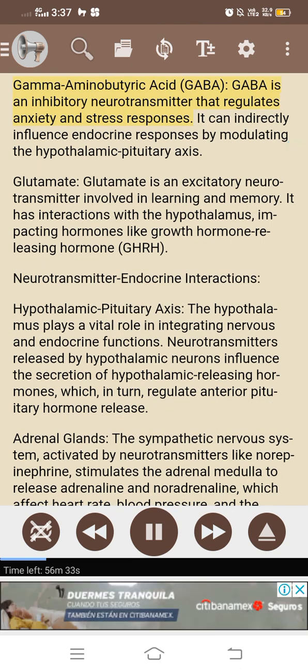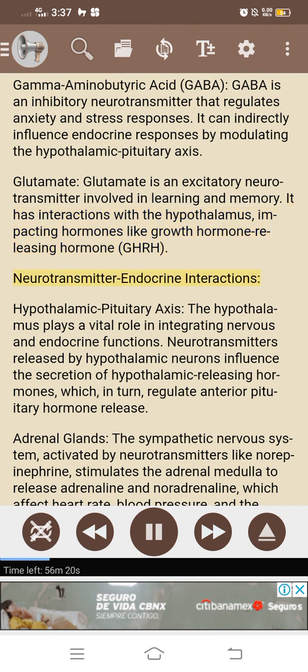Gamma-aminobutyric acid, GABA. GABA is an inhibitory neurotransmitter that regulates anxiety and stress responses. It can indirectly influence endocrine responses by modulating the hypothalamic-pituitary axis. Glutamate. Glutamate is an excitatory neurotransmitter involved in learning and memory. It has interactions with the hypothalamus, impacting hormones like growth hormone-releasing hormone (GHRH).